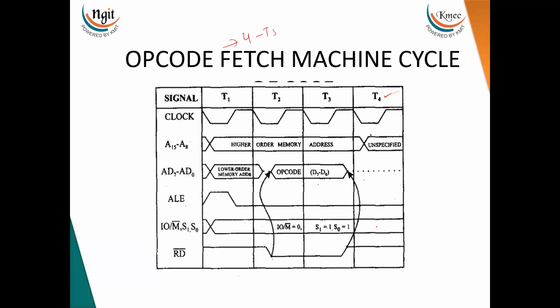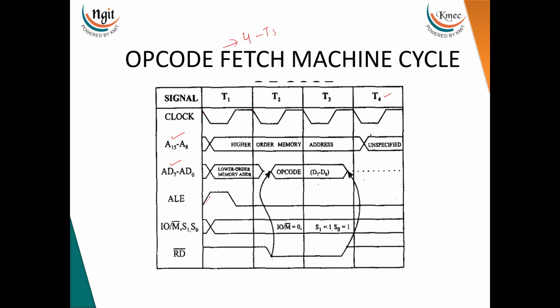Now to fetch the opcode, what do we need? The processor will place the address on the address bus. The address bus is divided into a higher order address bus and a lower order address bus. The higher order address is placed on the higher order address bus, and the lower order address is placed on the multiplexed data address bus. It is placed on this bus.